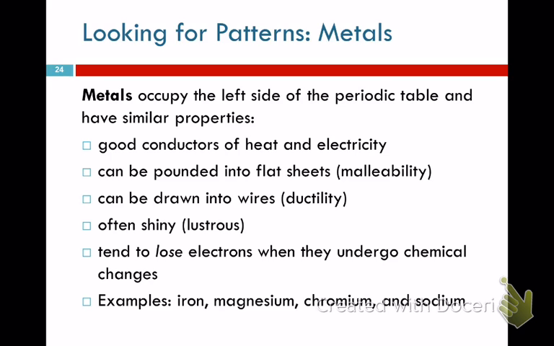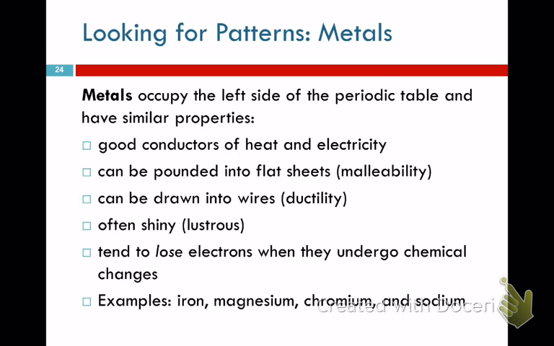Okay, so here are the properties of metals that you need to know. Good conductors of heat and electricity, can be pounded into a flat sheet. So that's malleability. That is, you can squish it into any shape you want to. You can make wires out of it, ductility. It's shiny. The scientific term is lustrous, I guess.